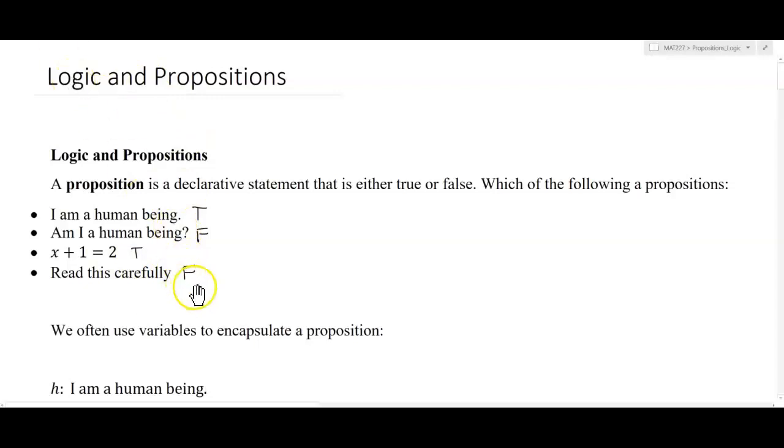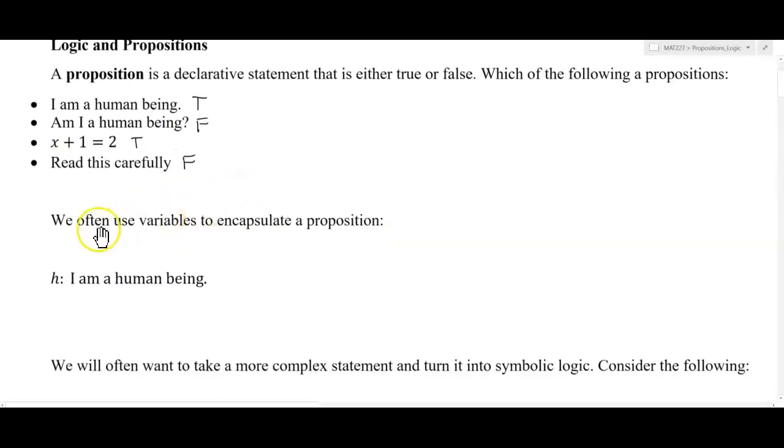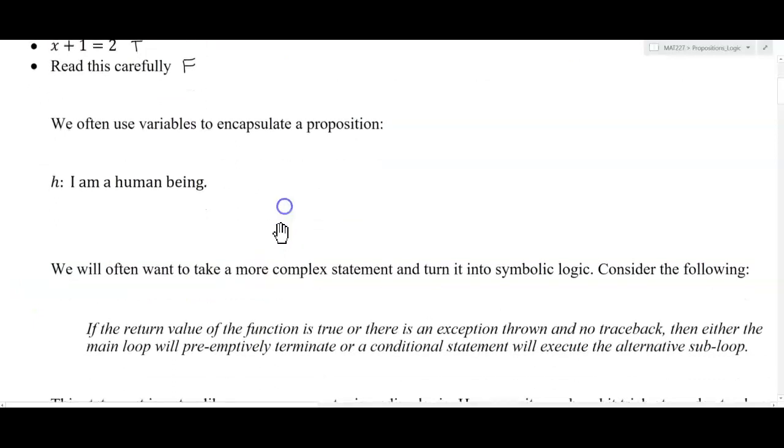So in order to wrap structure around logic, we typically use variables to encapsulate a proposition. For example, in the statement, I am a human being, we're just going to replace that entire sentence with the letter H. Therefore, when you see the letter H, that stands for I am a human being. The reason we want this is we often want to take a more complex statement and turn it into symbolic logic. It's much easier to analyze a sentence or a paragraph that has a lot of logic loaded into it by using logical symbols and to analyze it with such things as truth tables.